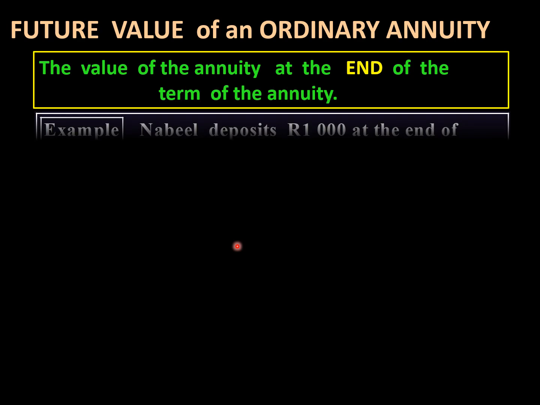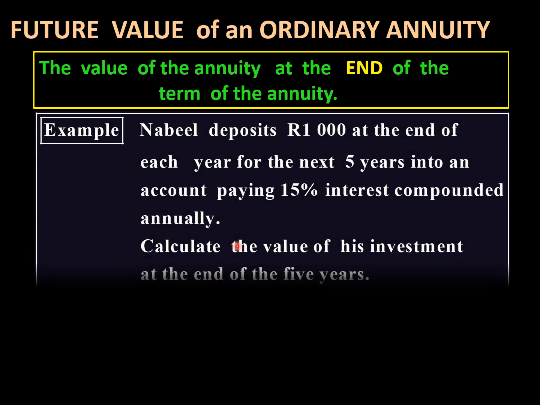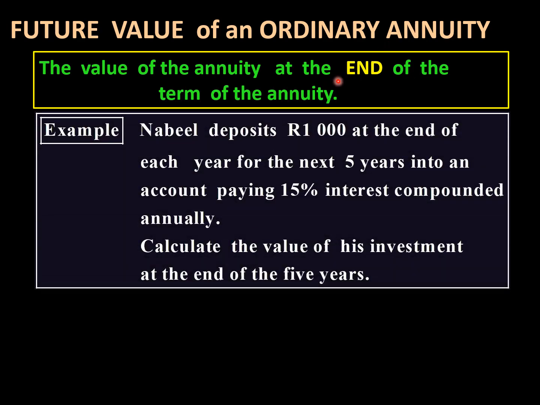Let's recall again, what did we say is a future value of an annuity? It's the value at the end of the term of the annuity. Now to do this, let's look at an example.